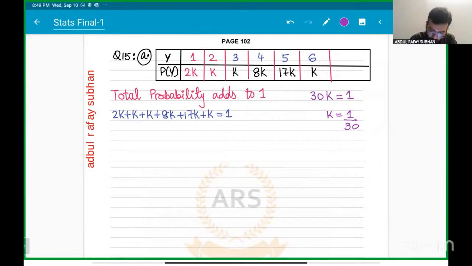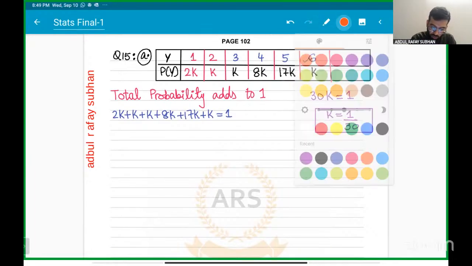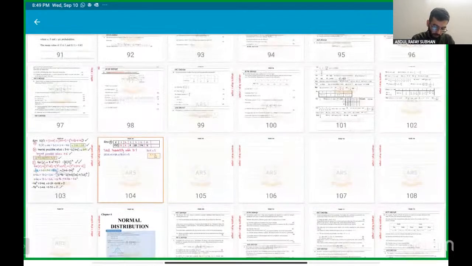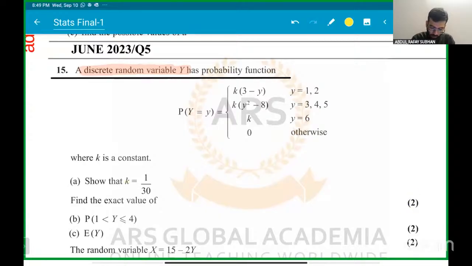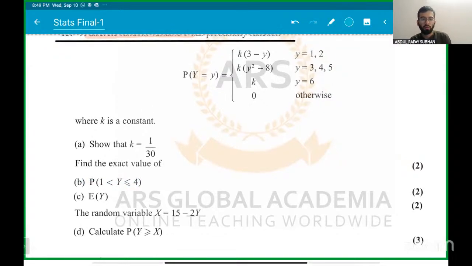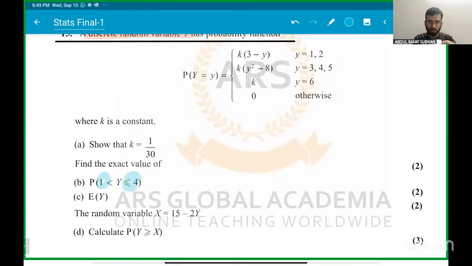K value will be 1 over 30, and you have got, I think, 2 marks or 3 marks worth for part A. We have got the answer for that. Is everyone clear? 2 marks we have got, show that k is equal to 1 over 30. And then we have to find the exact value of the probability of 1 till 4, where 1 is not included and 4 is included. Getting it, students?